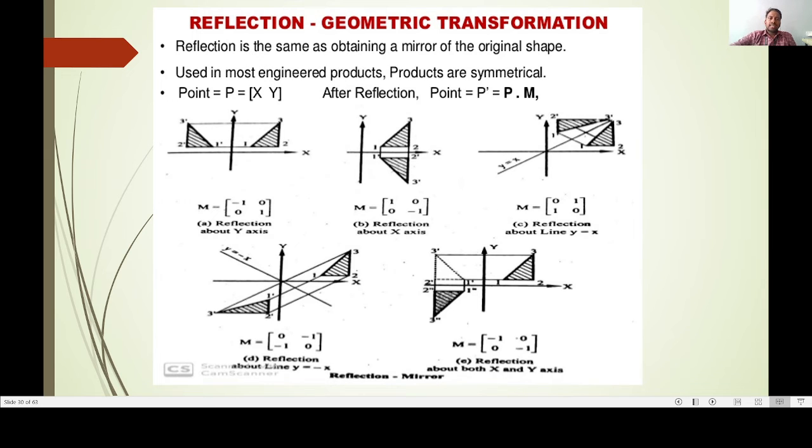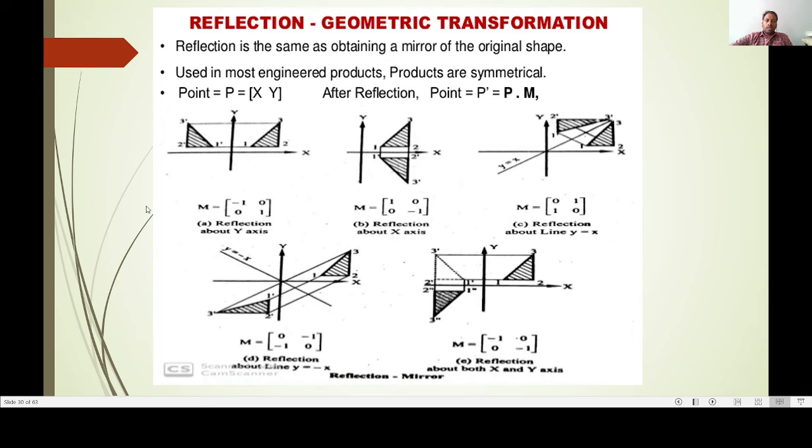Then the next transformation is reflection. Reflection is the mirror image of the original shape. In most engineering products, the maximum products are symmetrical products. Those symmetrical products can be easily done by the reflection process.